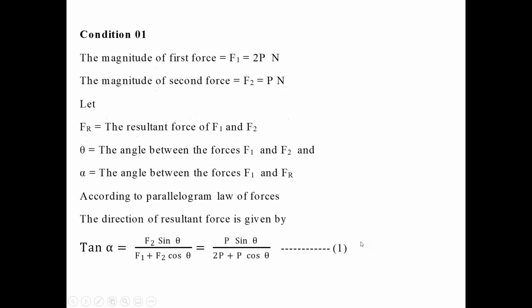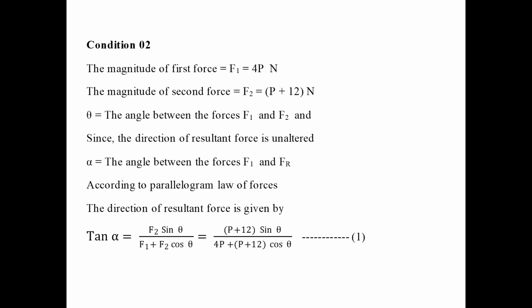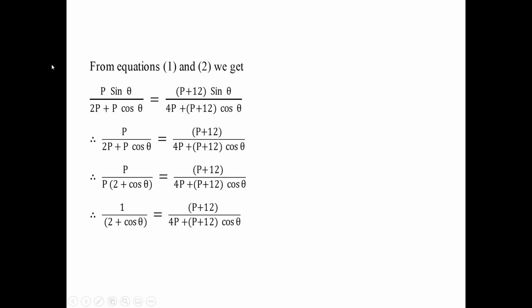In equation 1 and equation 2, the LHS is tan alpha. Equate the RHS. From equation 1, the RHS is p sin theta divided by 2p plus p cos theta. From equation 2, the RHS is (p plus 12) sin theta divided by 4p plus (p plus 12) cos theta. Cancel sin theta in the numerator on both sides. This equation becomes p divided by 2p plus p cos theta equal to (p plus 12) divided by 4p plus (p plus 12) cos theta.